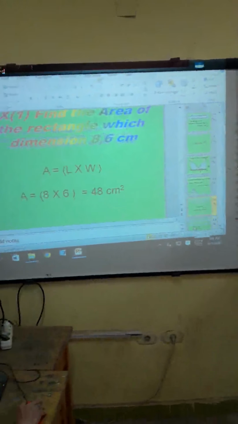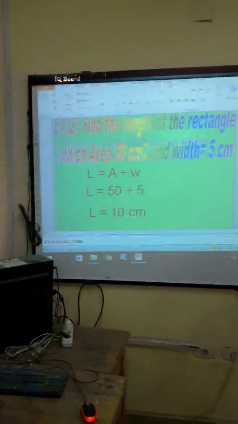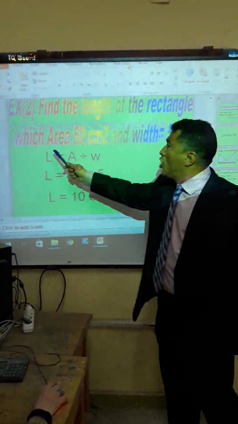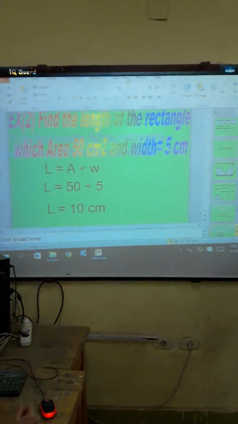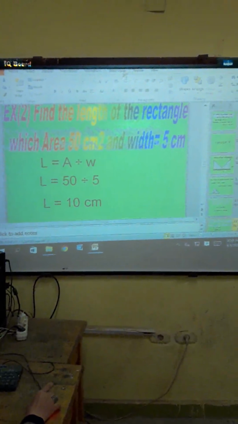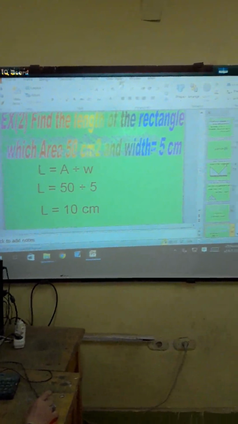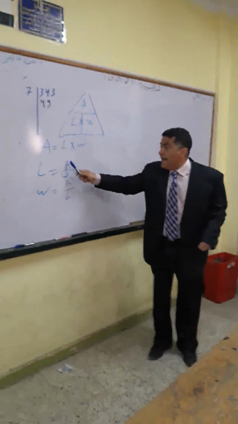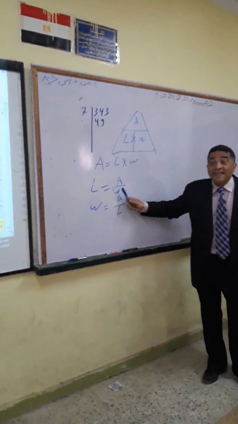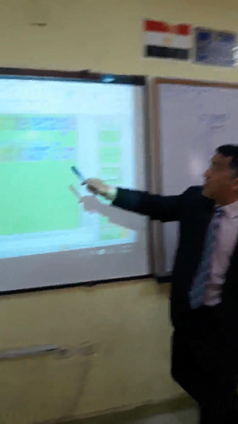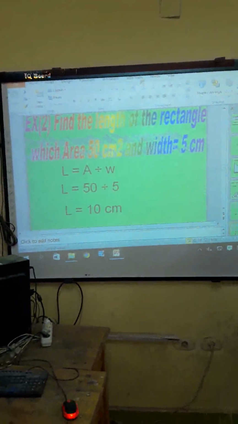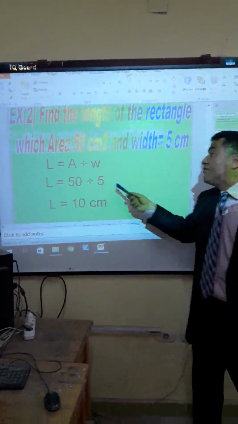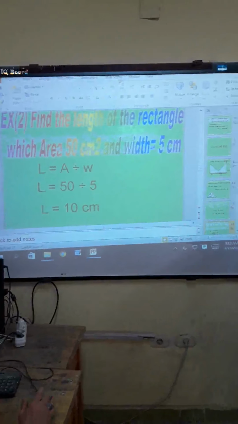Example number 2. Find the length of the rectangle whose area is 50 centimeter square and width equals 5. Here he wants the length. Length equals area divided by width. Area equals 50 centimeter square and width 5. Then length equals 50 divided by 5. Length equals 10 centimeter.